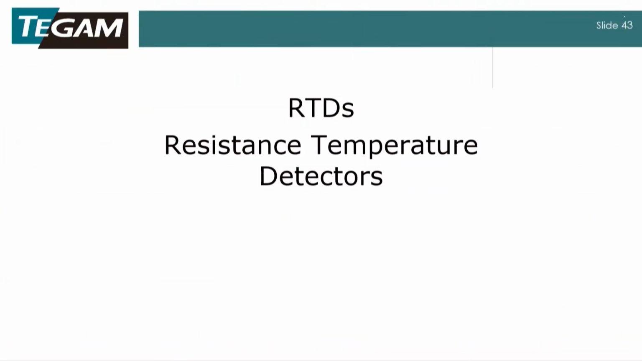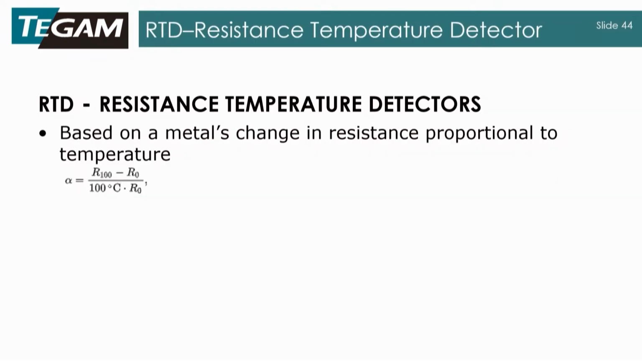Talk about resistance temperature detectors. And now this is going to differ from thermocouples in the fact where you're no longer using the Seebeck effect. You're going to be using Ohm's law primarily. And what you do is you monitor the voltage drop across the resistor. And because a metal will change in resistance proportional to temperature, they've derived an equation here, which we call alpha.